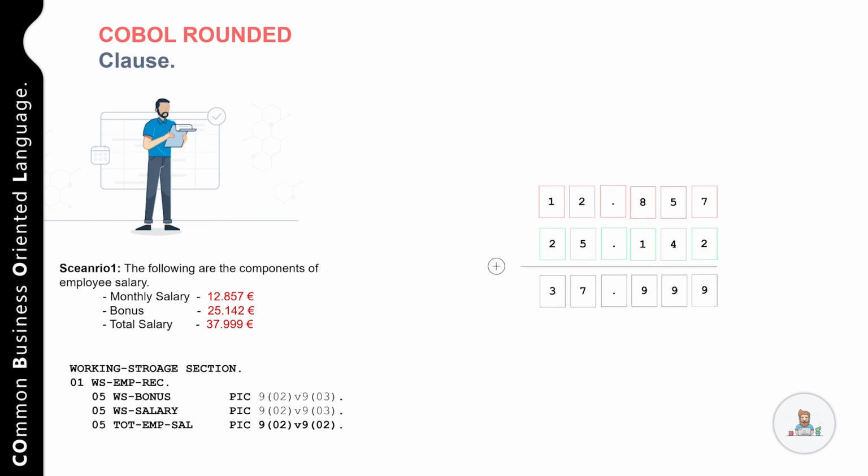Now if you try to assign the calculated value, that is 37.999, to the variable TOTAL-EMP-SAL, then truncation is going to happen and the end result would be 37.99. So in such a situation, you can very well use the ROUNDED clause. If you have used the ROUNDED clause, then the system would round up this particular value to the nearest whole number, and the result would be 38.00.